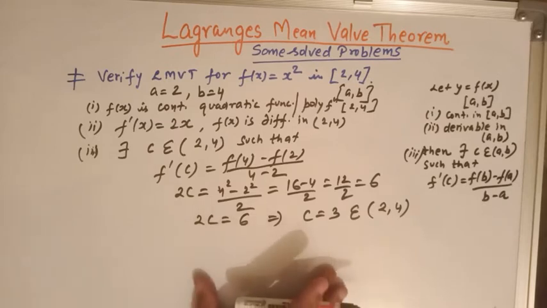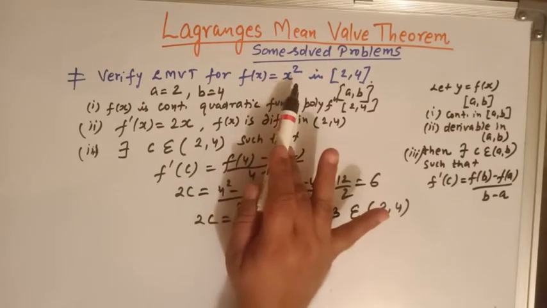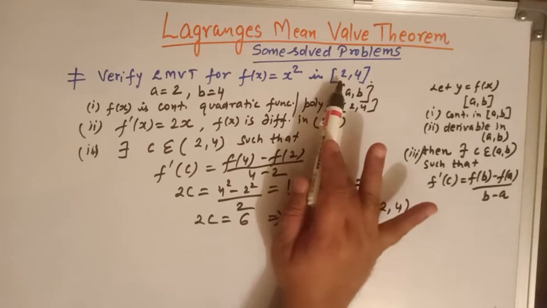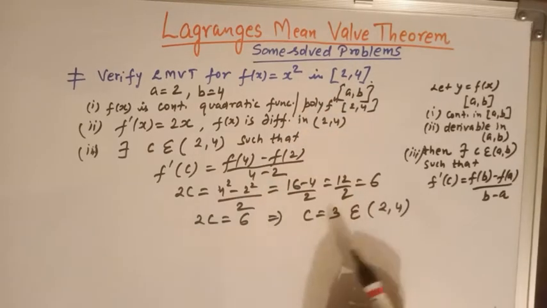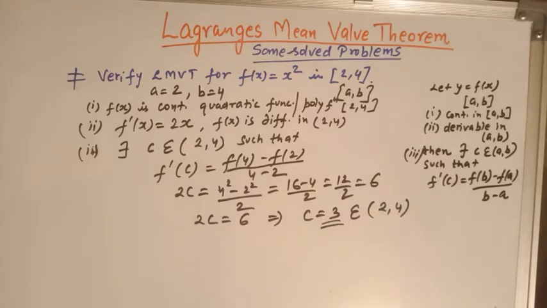Thus we can say that Lagrange's mean value theorem is satisfied for f(x) equal to x square in this interval [2, 4], because this value 3 lies in this interval (2, 4). Clear? So let us take another problem.